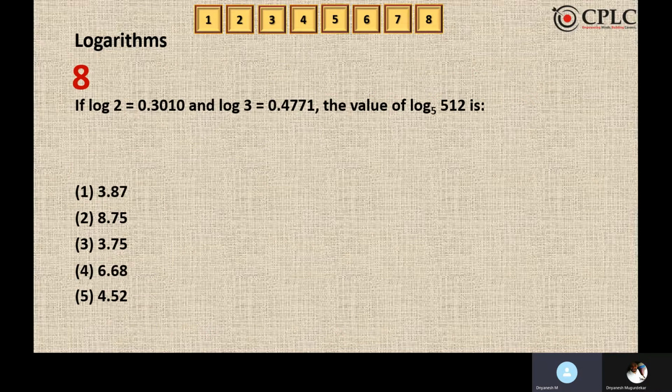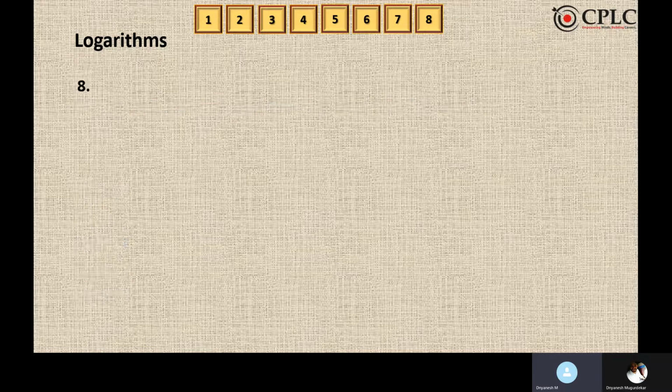The last one: log 2 is given, log 3 is given, and we have to figure out the value of log of 512 to the base 5. So first use change of base, and you will get log 512 upon log 5. Log 512 can be written as 2 raised to 9, and then use the power property. So 9 will come ahead, and you'll get 9 log 2 upon log 5.